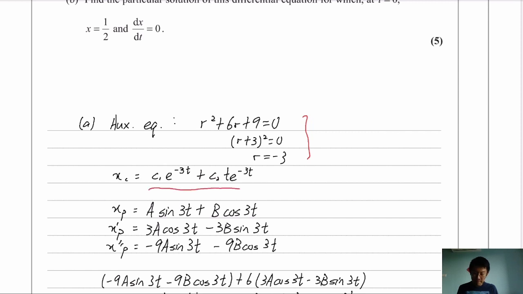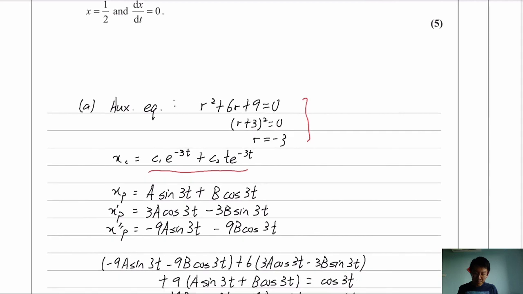So when we form the complementary solution, our xc is e^(-3t) with another one, t times e^(-3t). Always be careful of the variables that we are working with. It's x and t, not y and x. So in this case, the solution will be x in terms of t. That completes the solution for our complementary, our xc.